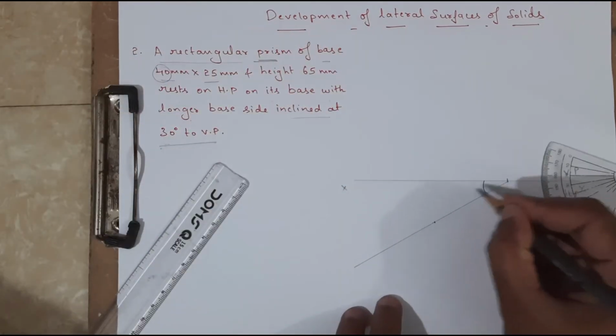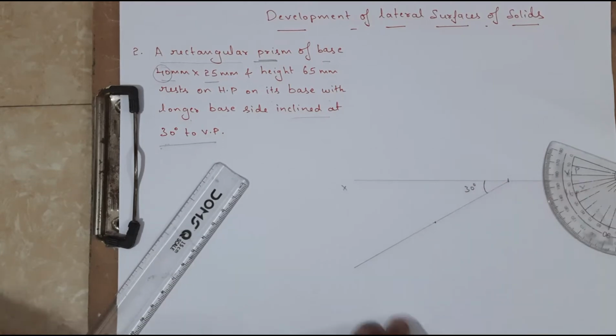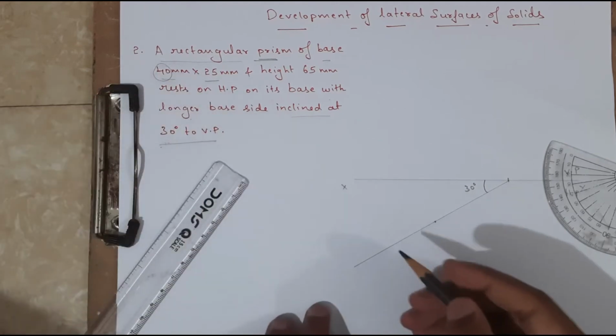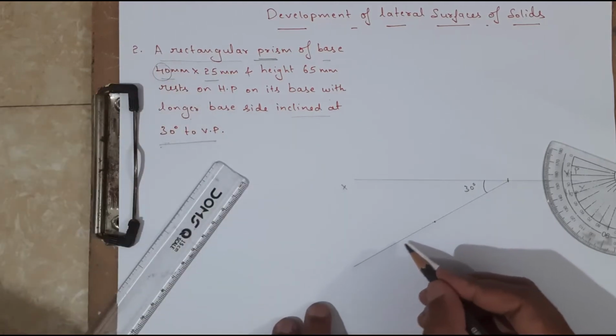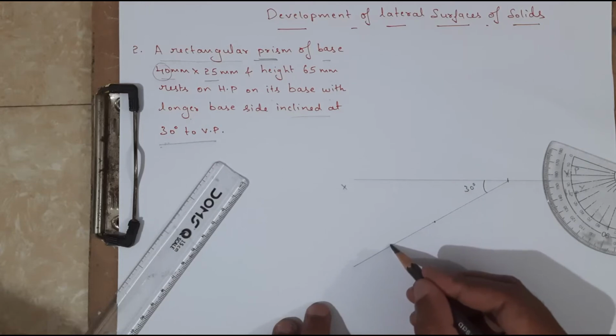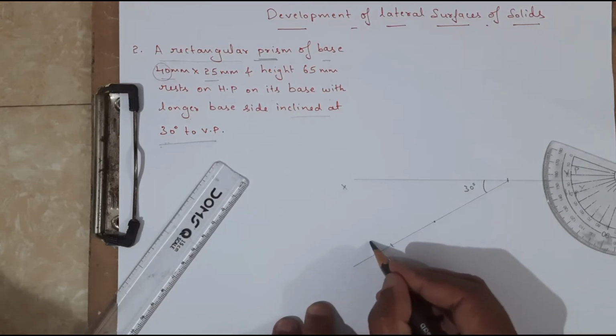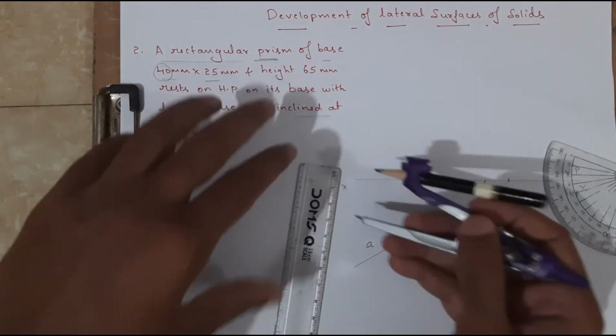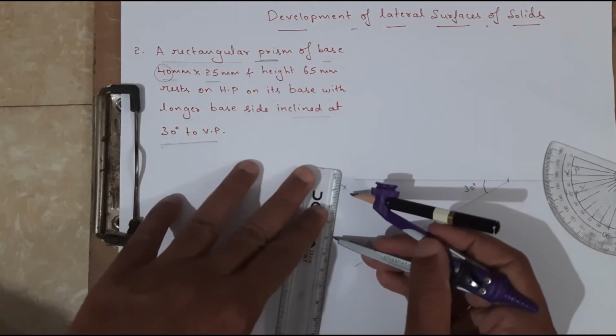I am going to draw the line which is inclined at an angle of 30 degrees. So what is the angle? 30. What are they telling? The longer side, that is 40 mm, is inclined at an angle of 30 degrees. I am going to fix one corner. So I am going to name this one as A.